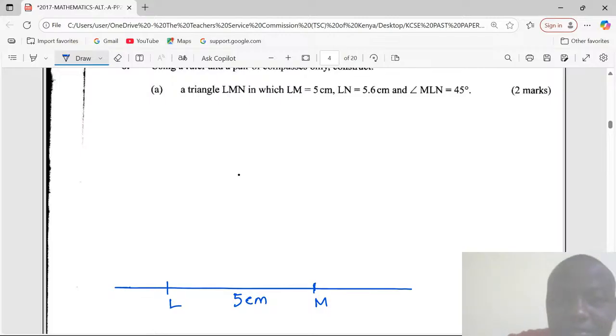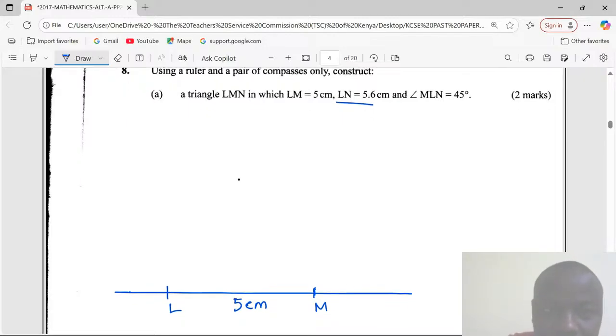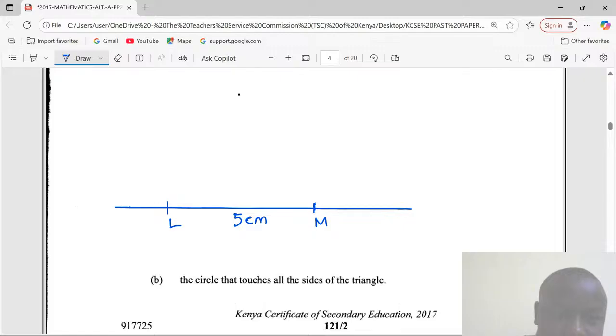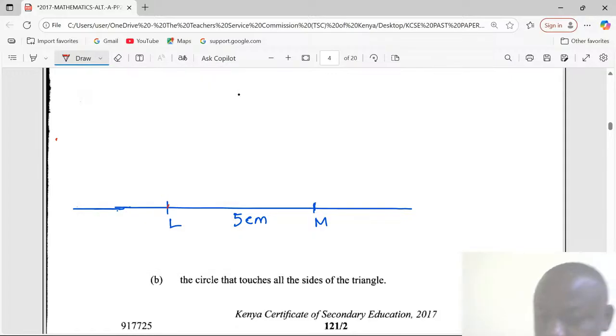Before measuring from L to N, we're supposed to know that the angle MLN is 45. And we have very strict instructions to use our compasses and a ruler only. No use of a protractor in measuring angles. We ensure that we construct all the angles. So we stand at L to construct 45. Standing at L, we make an arc, and we also make an arc on the other side. Then standing on those arcs, we make an arc above, and another arc to cut the first one.